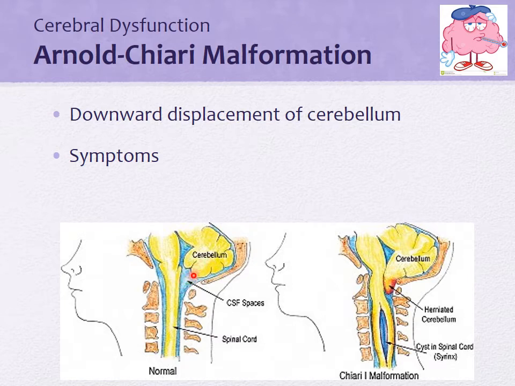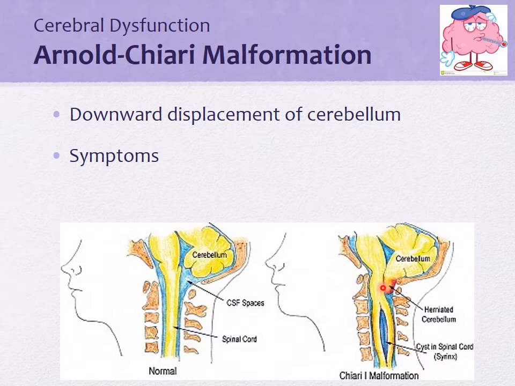So here's your normal cerebellum. You got your CSF space here. On this side, this is Chiari malformation, type 1. So you can see this is a herniated cerebellum. The cerebellum, as you know, is a part of the brain that controls balance.